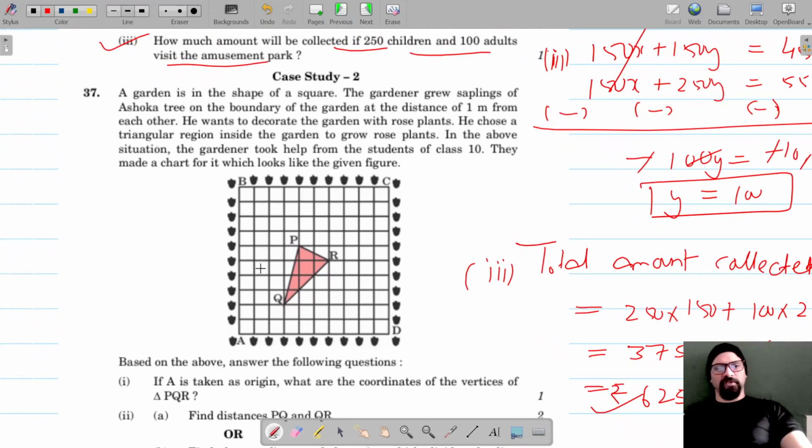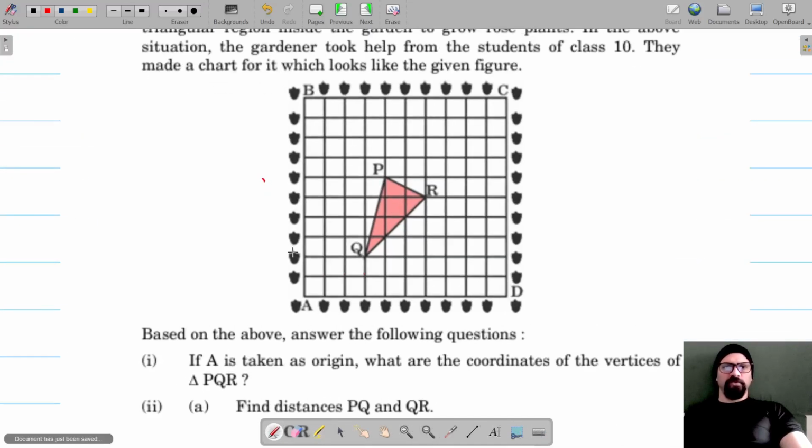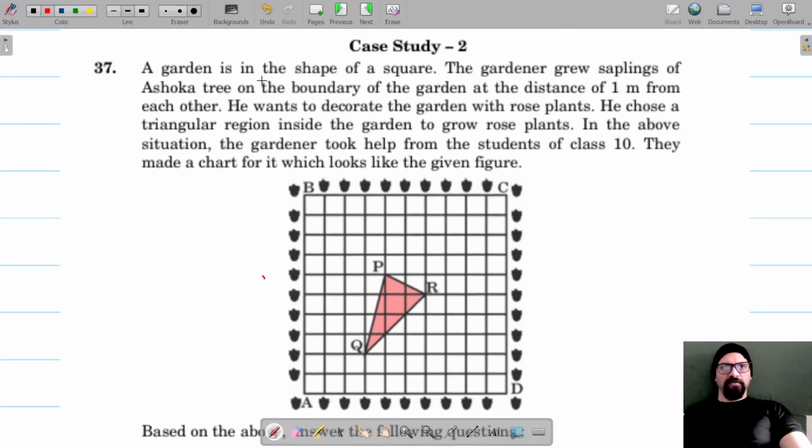Moving on to question number 37. Next question, it is given that a garden is in the shape of a square. So this is the garden. The gardener grows saplings of a shuka tree on the boundary of the garden at a distance of 1 meter from each other. And he wants to decorate the garden with rose plants. He chose a triangular region inside the garden to grow rose plants.